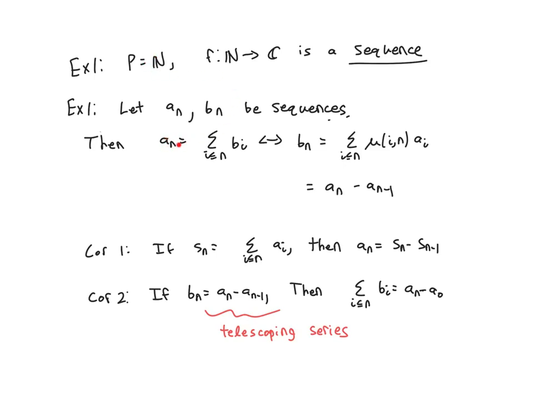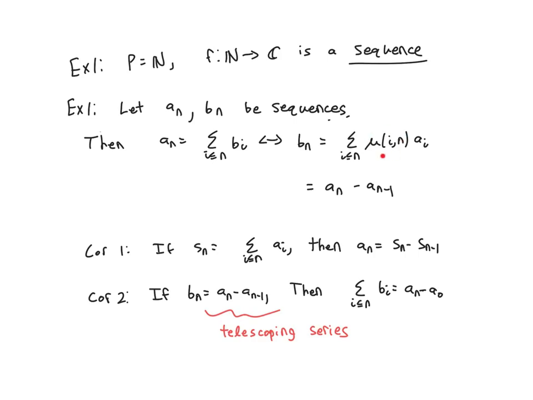So a_n is the summation over all i less than or equal to n of b_i. So that's one part of the Mobius inversion formula, if and only if b_n is the summation over all i less than or equal to n of mu(i, n) a_i. This is just restating the Mobius inversion formula in the context of this poset.